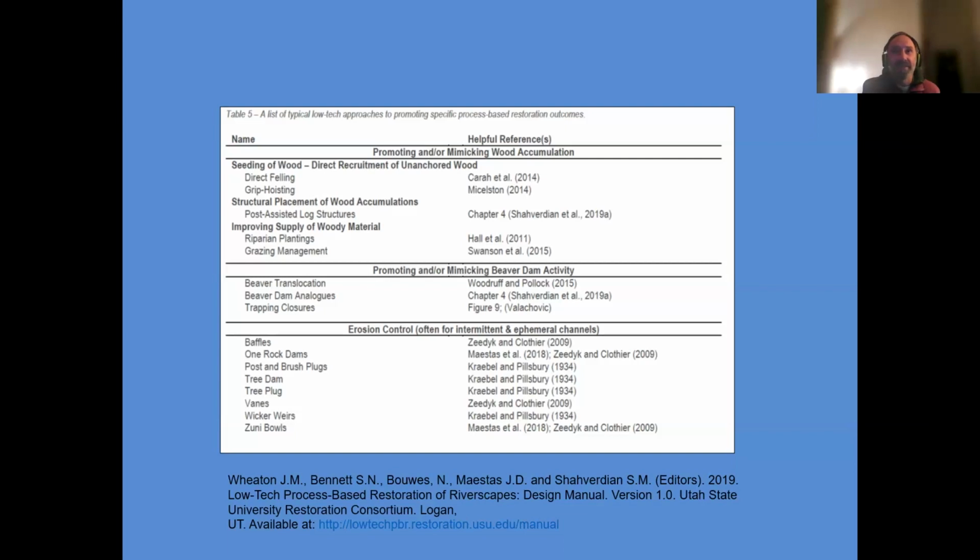And the things that they talk about, what we're focusing on here, aren't the only forms of low-tech process-based restoration. Things like rotational grazing, right? Changes in irrigation practices. Those are all changes in management that affect the ability of natural processes to take over the restoration process. So I just wanted to share that.